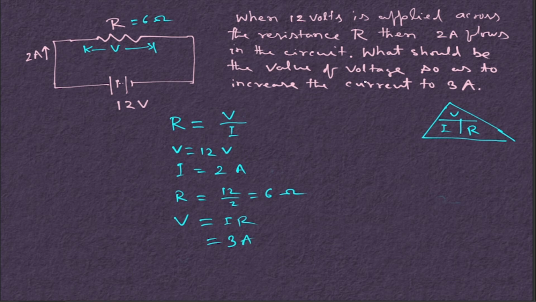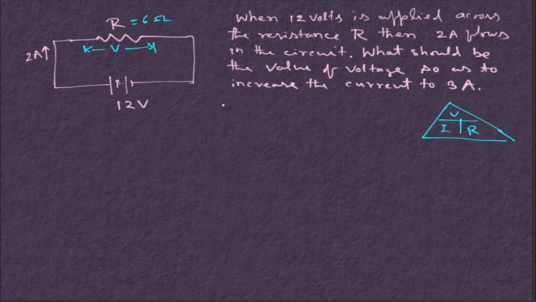Now we have said that the current will increase to 3 ampere. So V is equal to I, 3 ampere, into resistance, 6 ohm, that will be 18 volt. So the voltage should be increased to 18 volt by connecting another battery in series, so that this voltage will be increased to 18 volt and the current will be 3 ampere. This is the answer. This problem can be solved in another way.